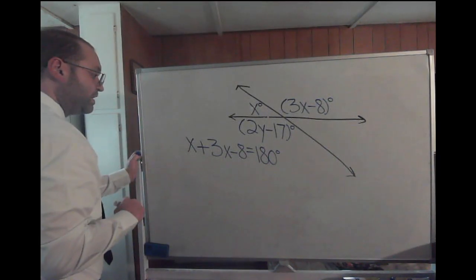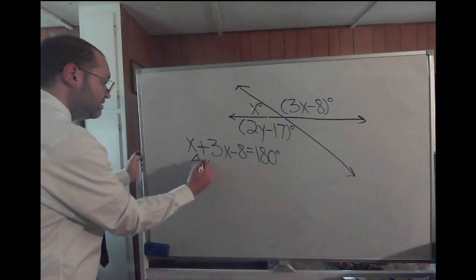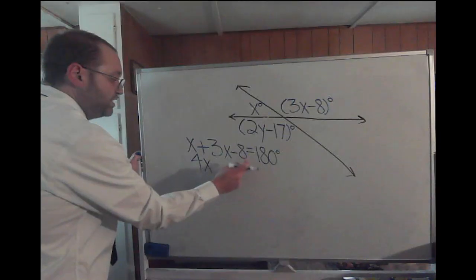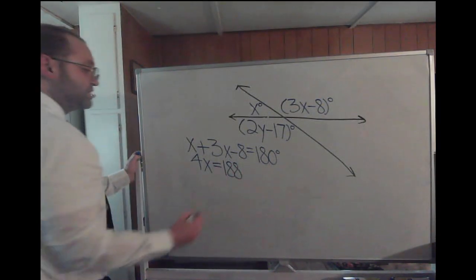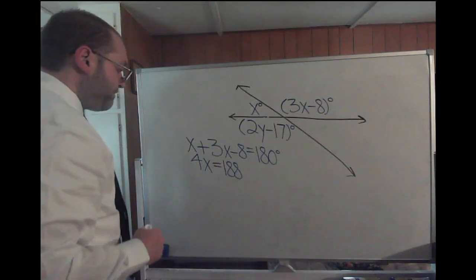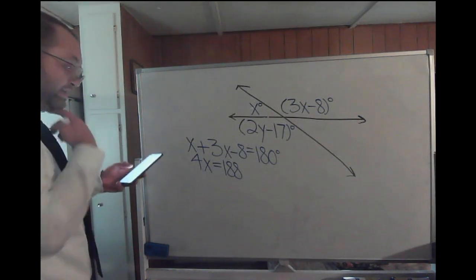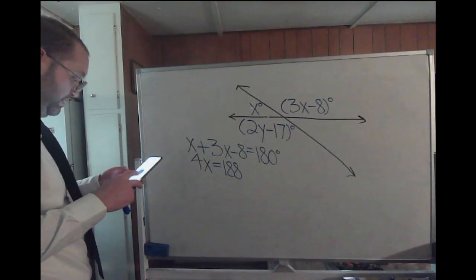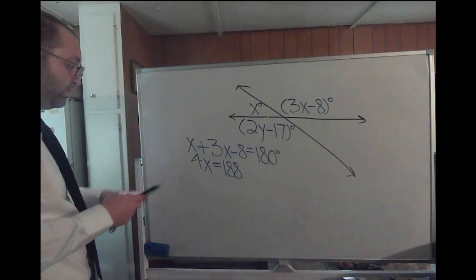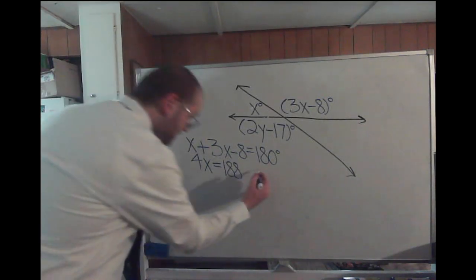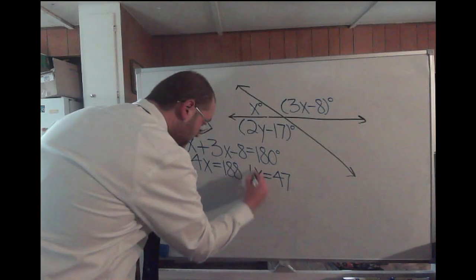Now, x plus 3x, well, that's 4x. Negative 8, so you add 8 to both sides, that would equal 188. So 4x equals 188. Which, God forgive me, I don't remember what that is. I'm just going to use a calculator real quick. 188 divided by 4 is 47. So it looks like x would equal 47.